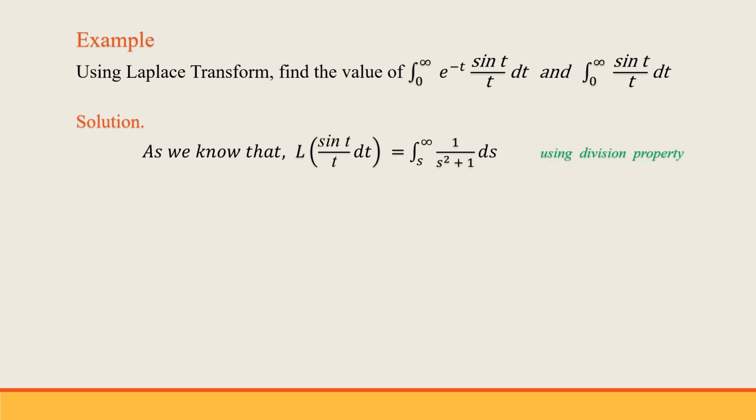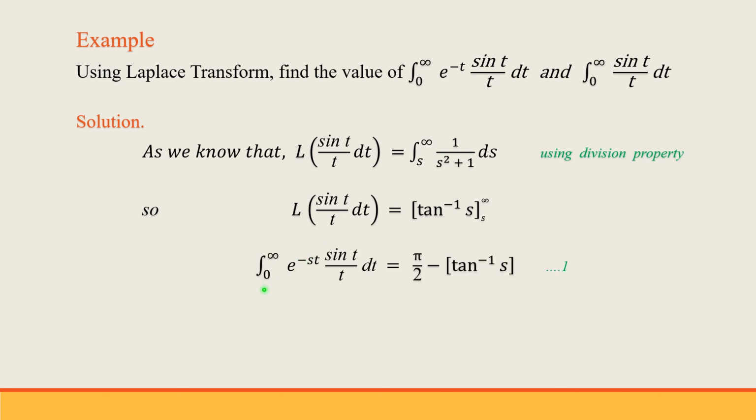On solving the integral, we get the Laplace transform of sin t by t as tan inverse s, limit from s to infinity, and the Laplace transform of sin t by t by the basic definition will be the integral from 0 to infinity of e^(-st) into sin t by t dt. So, we can write the integral from 0 to infinity of e^(-st) into sin t by t dt equal to pi by 2 minus tan inverse s, by substituting the limits to the right hand side.